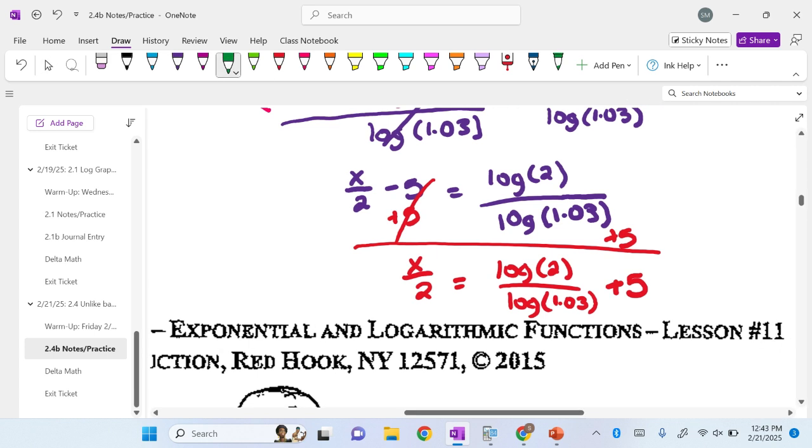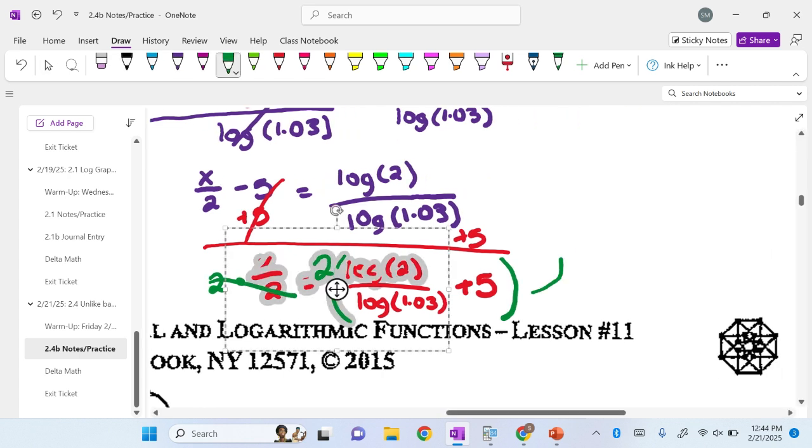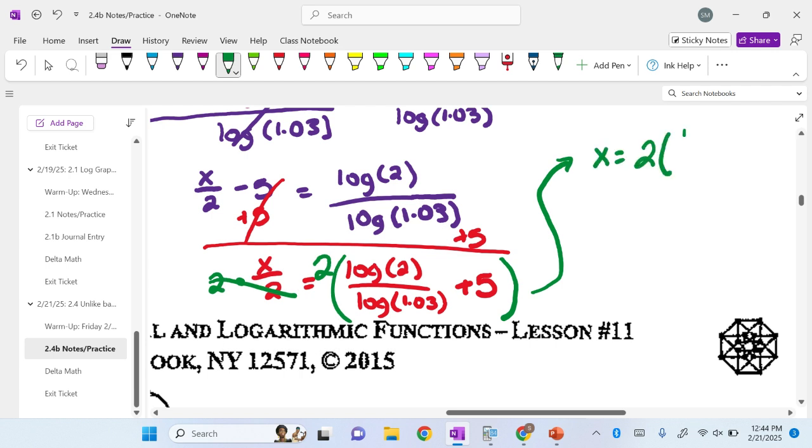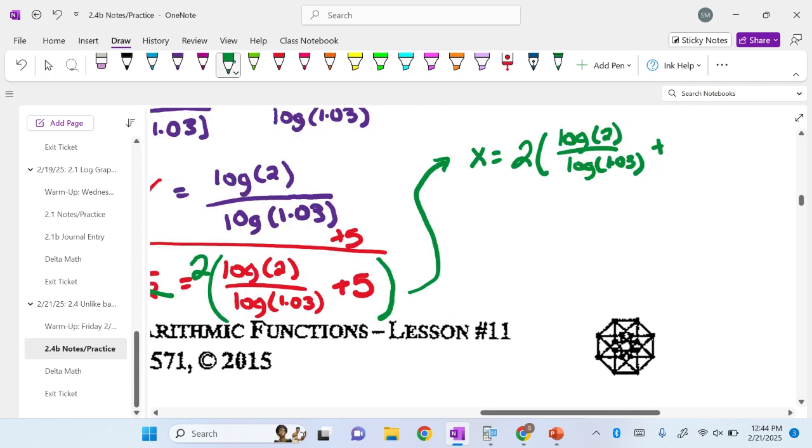Then we multiply by 2 like Landon said. Multiply by 2 on both sides. Make sure you put that entire expression, with the log and the plus 5, and you're multiplying 2 to the entirety of it. So that goes away. And we get x is equal to 2 times log of 2 all over log of 1.03 plus 5.